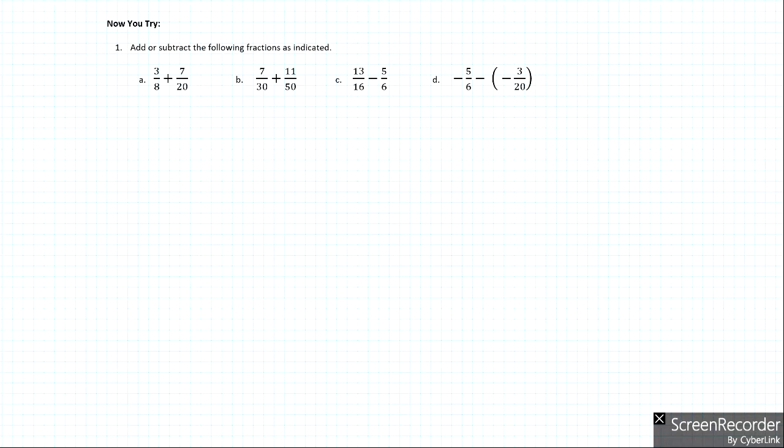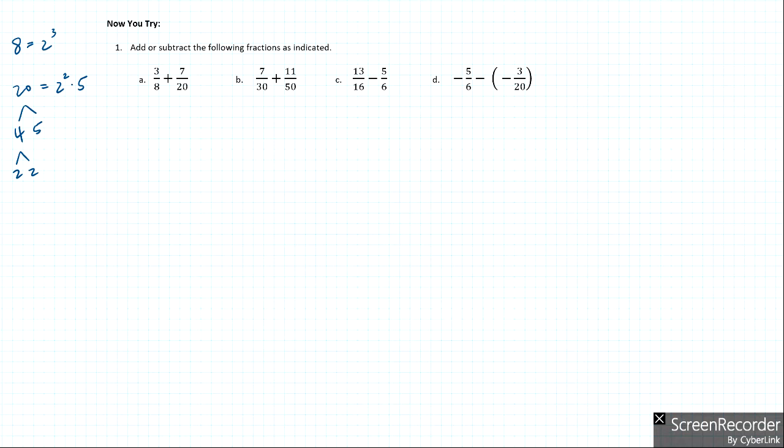Now looking at part A, we have the denominators 8 and 20, and again we can use this prime factorization method to find the least common denominator. So we have 8 and 20, and 8 we already know is 2 cubed. 20 we can break into 4 times 5. 4 again is 2 times 2. So that really is 2 squared times 5 over here.